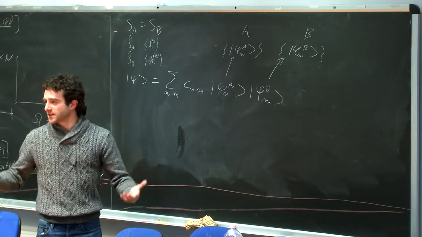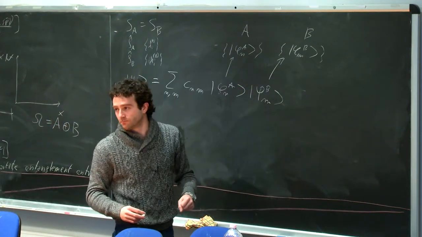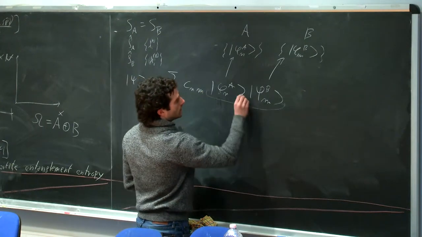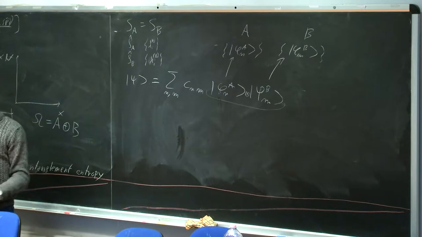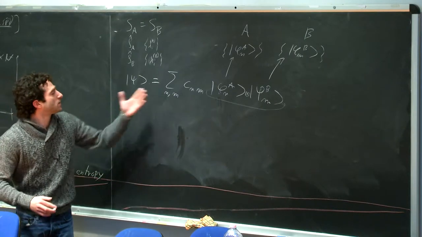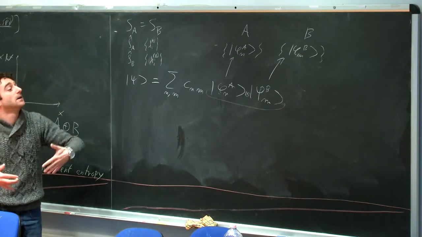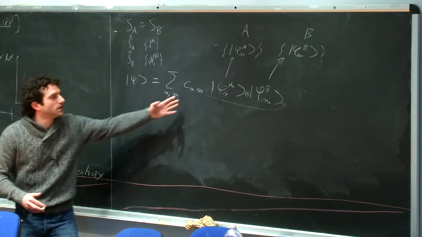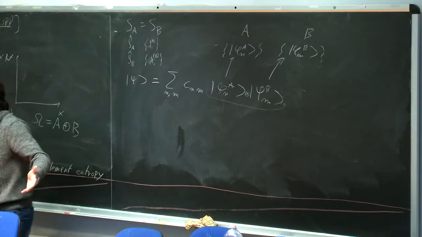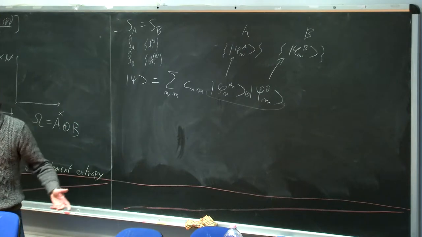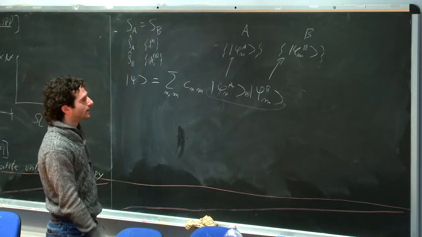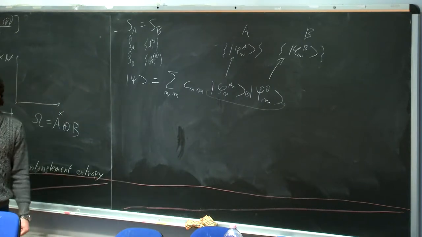So a basis for the entire space is just the tensor product of the two. These are the elements of the basis of the entire space, A union B. And then I'm just saying that the pure state psi is given by a generic superposition of the elements of the basis. Nothing very deep.